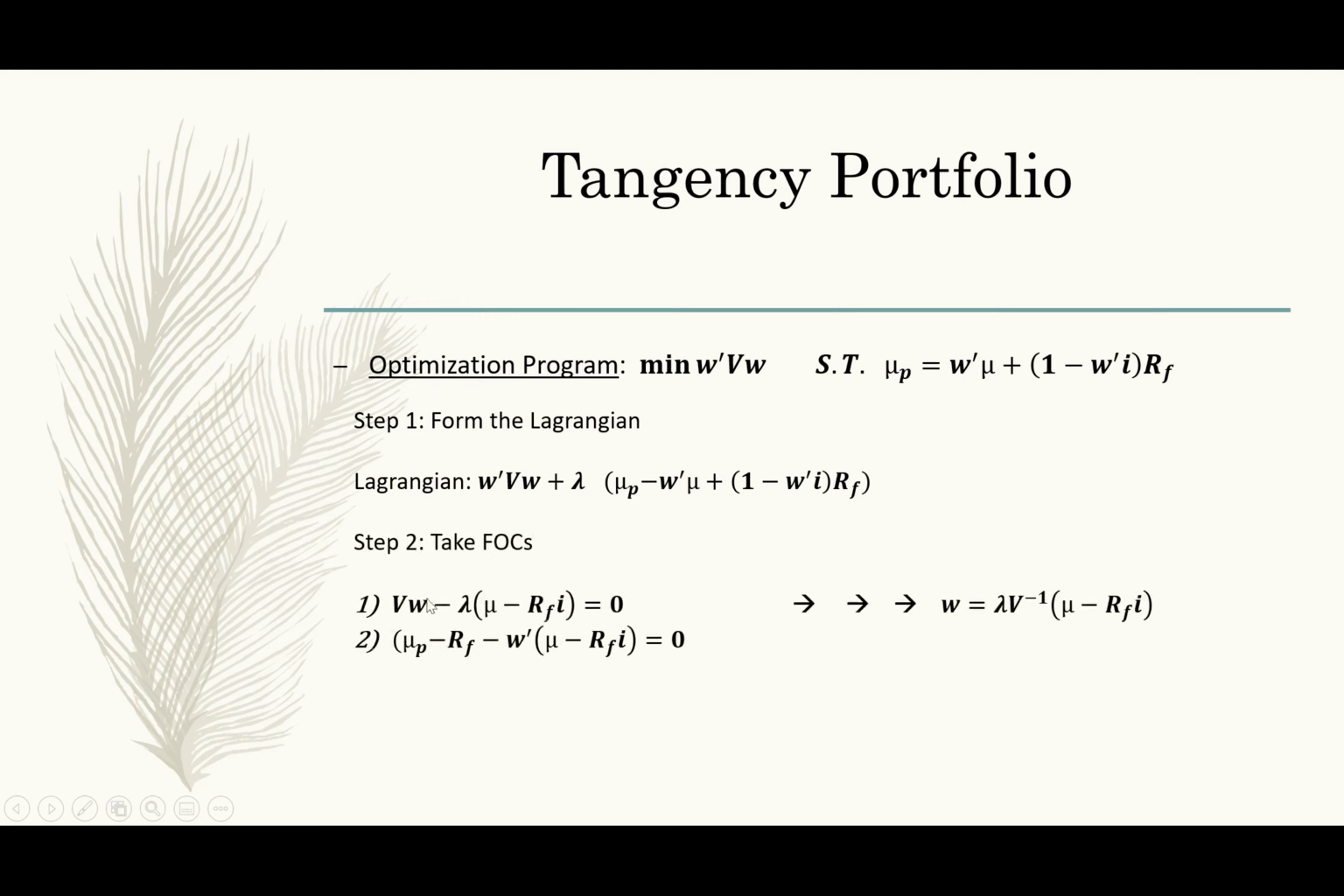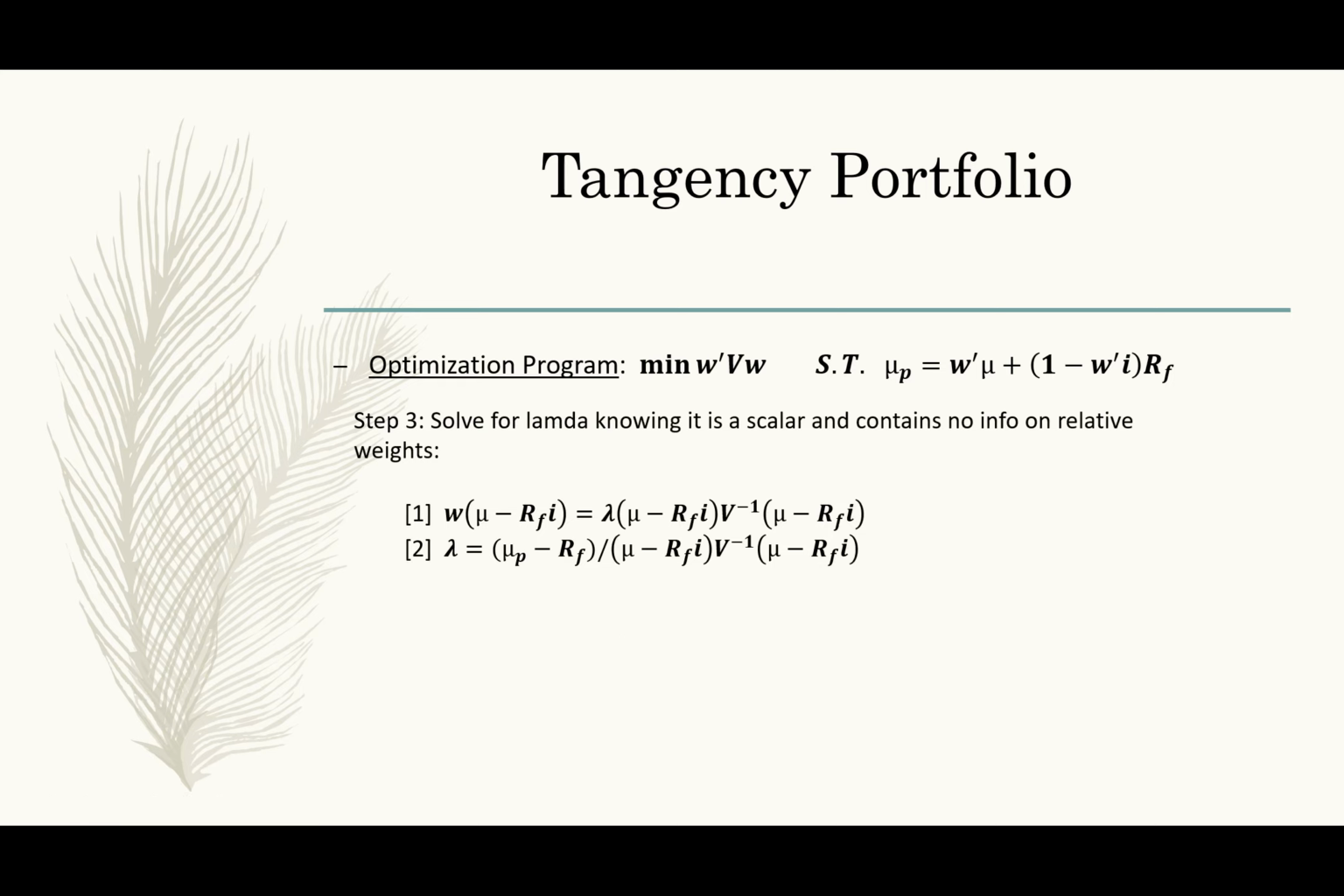So taking the derivative with respect to W yields this first order condition, and again W can be solved out for, and lambda remains our only unknown because we know our covariance matrix C, we know our mean vector of returns, and we know the risk-free rate as well. The second first order condition with respect to lambda yields this expression here, number 2. You just have to be conscious of the chain rule and then distributing the terms when taking the derivative.